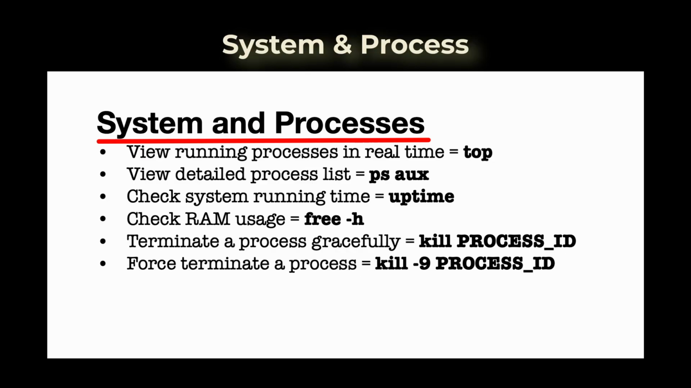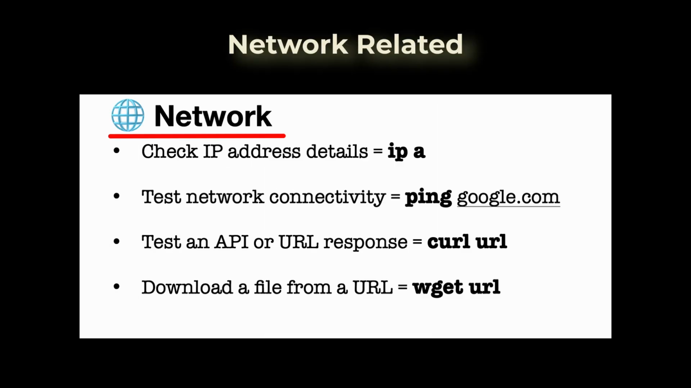Now these are system and process related commands like checking CPU usage, RAM usage or terminating any process. You can use these commands. And these are network related commands like wget, which you can use to download any file with a URL, ping to check the connectivity, and ip a to check the IP address assigned to your server.